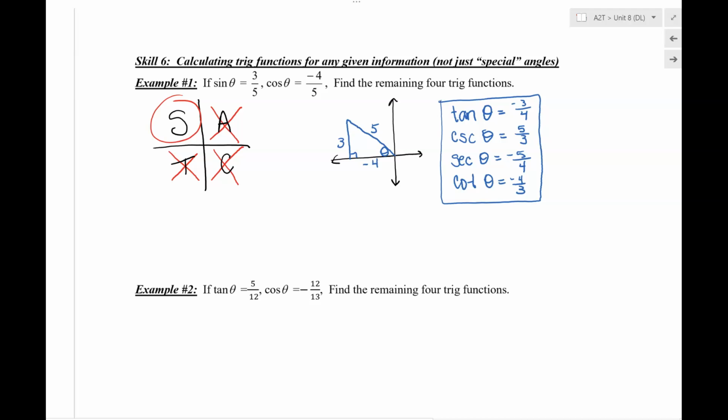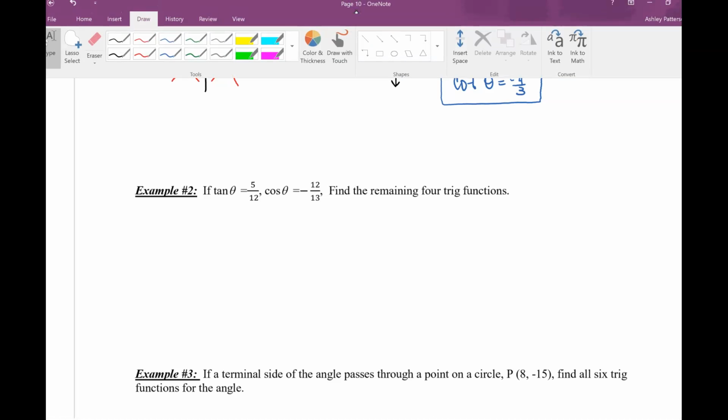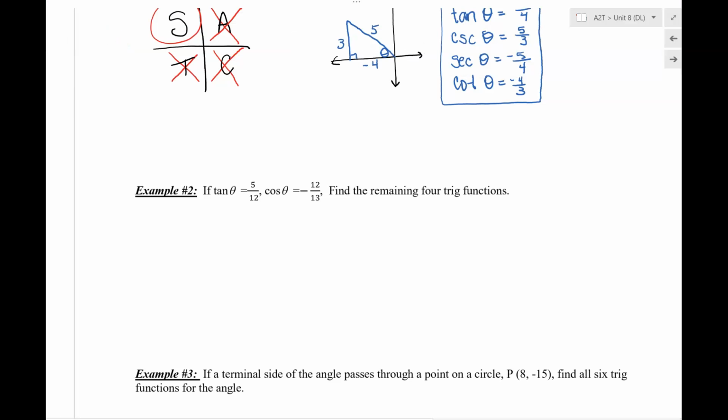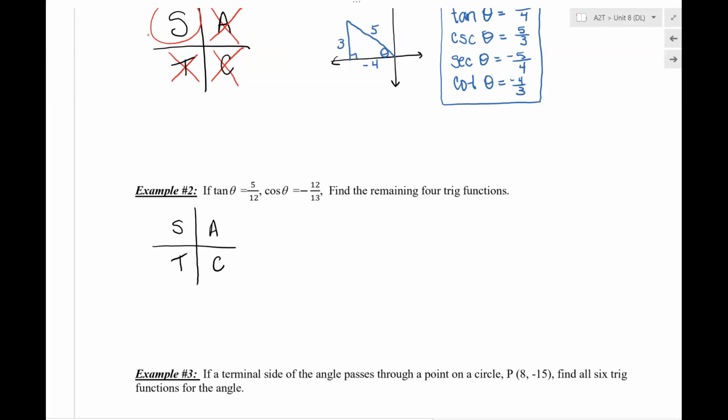Sweet. Well, let's try it again. So here, we're given tangent and cosine. I'm going to draw my Cartesian coordinate plane. All students take calculus. I know, not everyone does. Tangent's positive and cosine is negative.